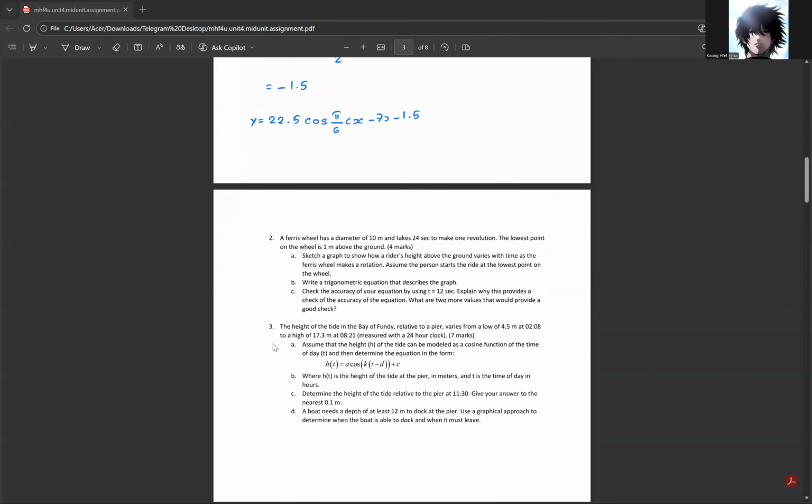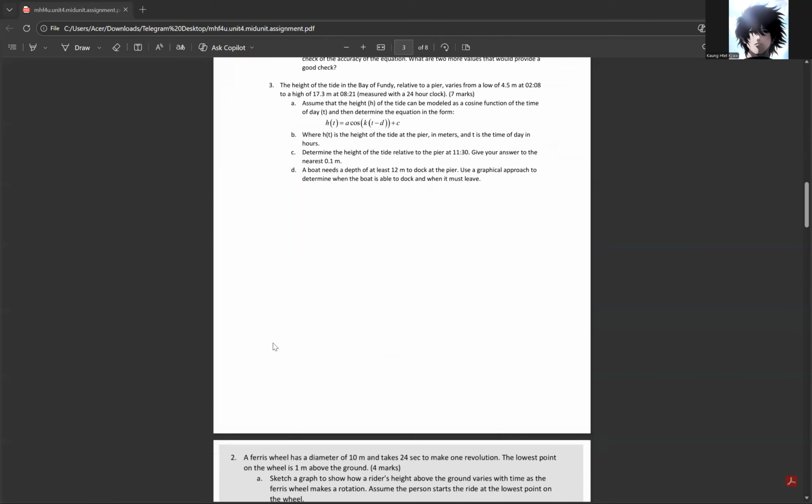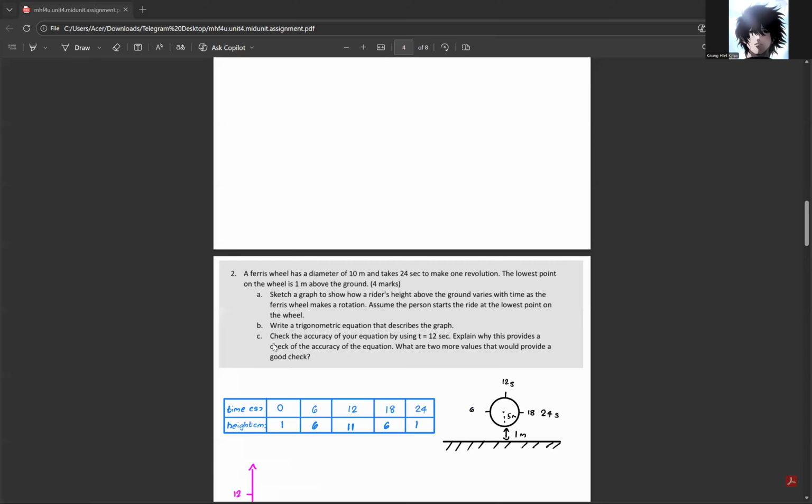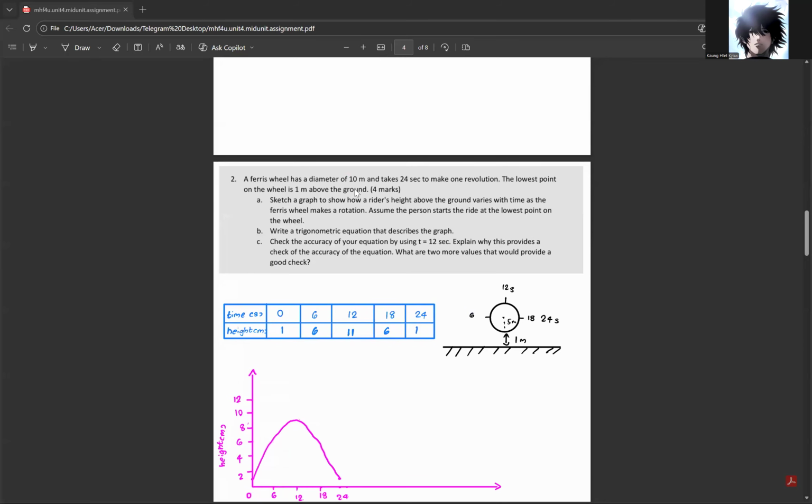Moving on to question 2. We are told that the diameter is 10 meters. It takes 24 seconds to make one rotation. The lowest point is 1 meter above the ground. Then I write the start as the lowest point.